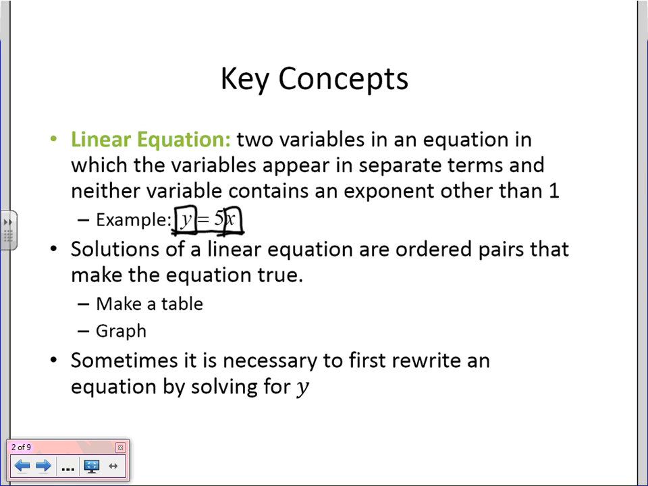Solutions of a linear equation are ordered pairs that make the equation true. Okay, so we've got ordered pairs, and we make the equation true. So when I plug in x and y, it will make that equation true. That equal sign will stay strong. And we can do that by either making a table or graphing. And sometimes it's necessary to rewrite the equation by solving for y, because you always want it in the form of y equals something. If it's not in the form of y equals something, we've got to make it that way.